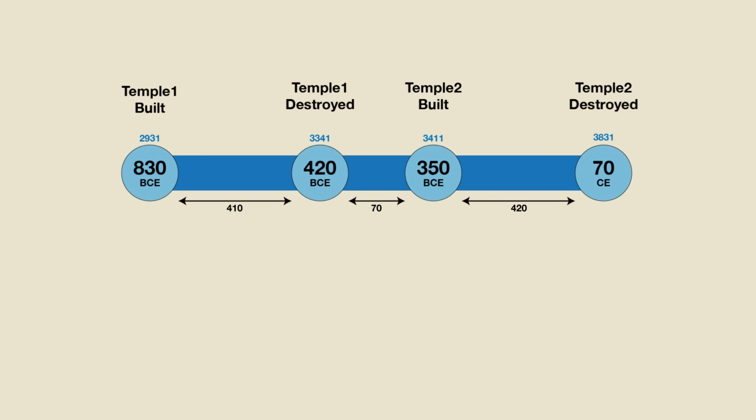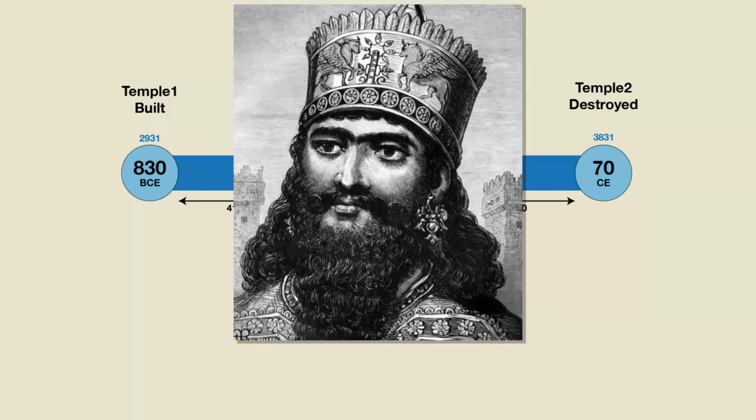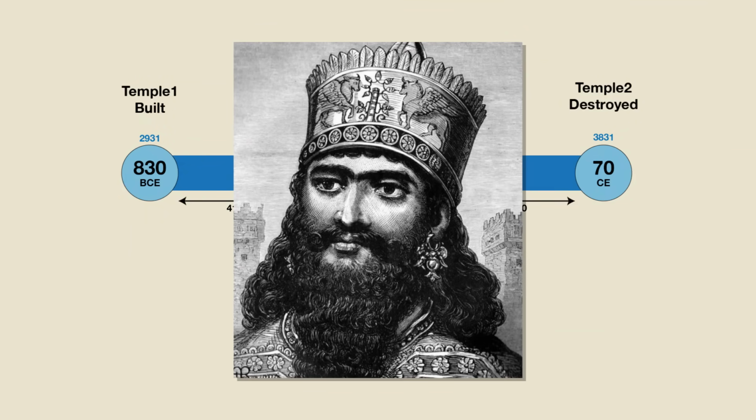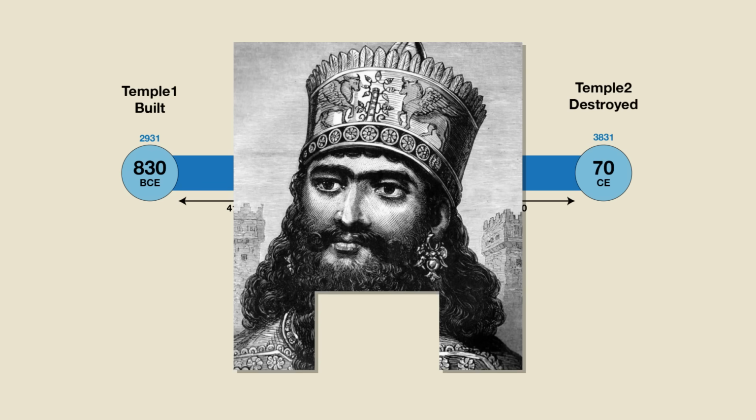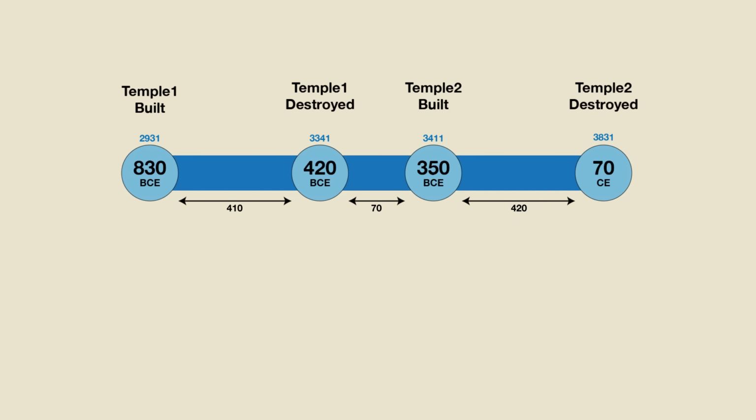The second date, the date for when the first temple was destroyed, is quite a bit different. This is because it was destroyed by the Babylonian king Nebuchadnezzar, and we have a lot of records and archaeological evidence that can be used to calculate the dates for his reign, as well as the dates for his various military campaigns. So we know with almost 100% certainty that the first temple was destroyed in the year 586 BCE, give or take 1 year.